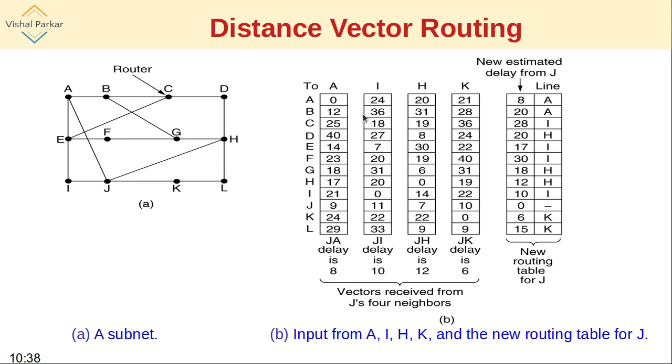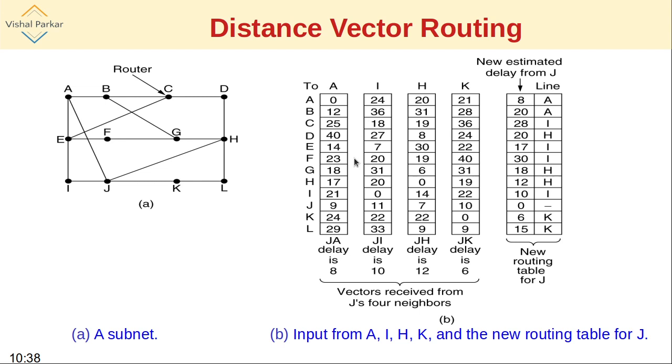So if we now compare the ultimate additions through all these neighbors, it appears that the least distance is through A, that is 12 plus 8, 20. And that's why J now finalizes that to reach B, it can go through A with a distance of 20, and that's how this entry is created. So J will always reach B through A with a distance of 20 milliseconds until the topology changes. So similarly, other calculations can also be done.